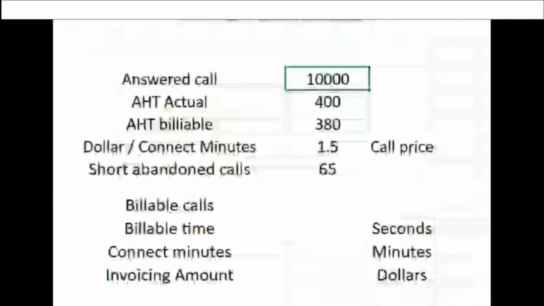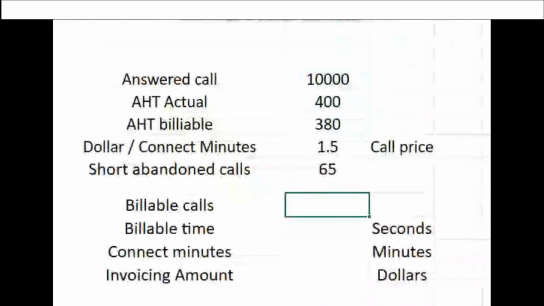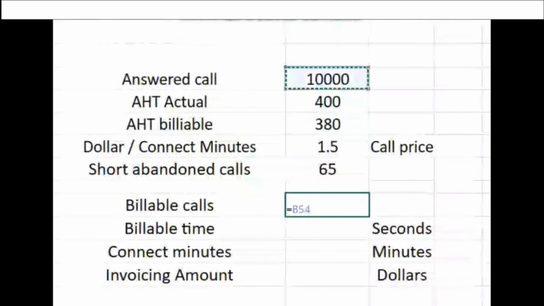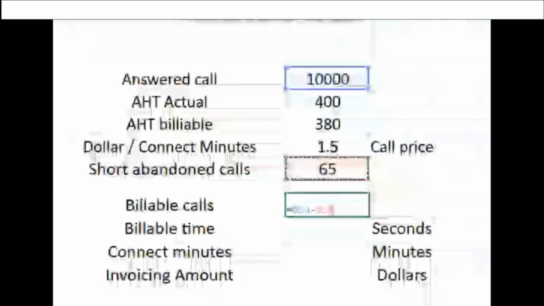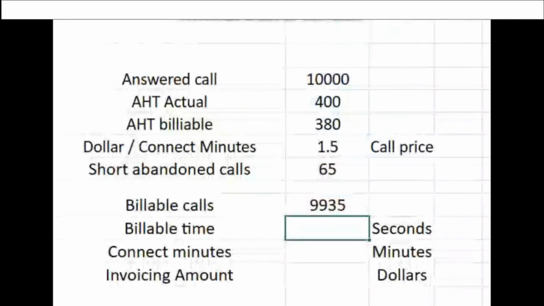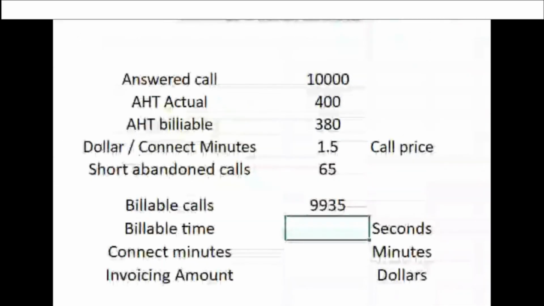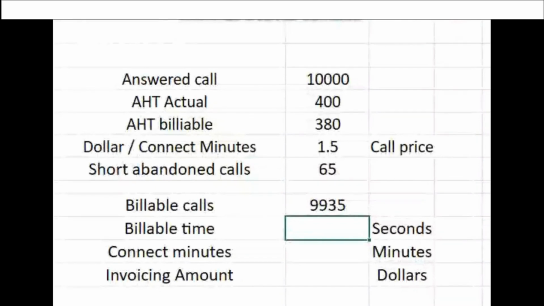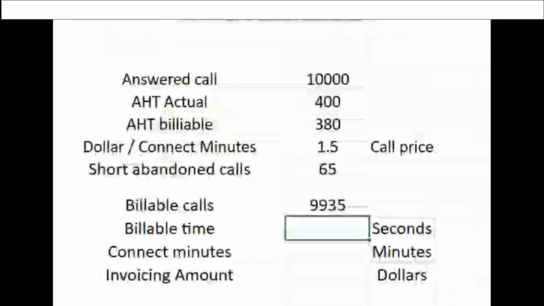How can we find out the billable calls? To find the billable calls, we can simply take the answered calls minus your short abandoned calls, that is your 65. So the billable calls would be 9,935 calls. Again, it depends on the contract between the call center and the client, whether they want to include the short abandoned calls in the answered calls or not. If they do not include them, we have to simply subtract them from the answered calls.